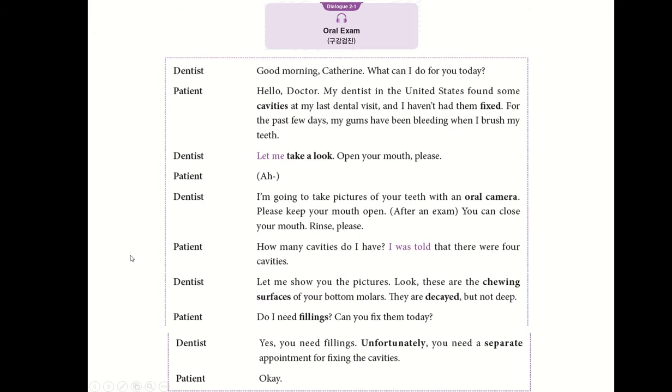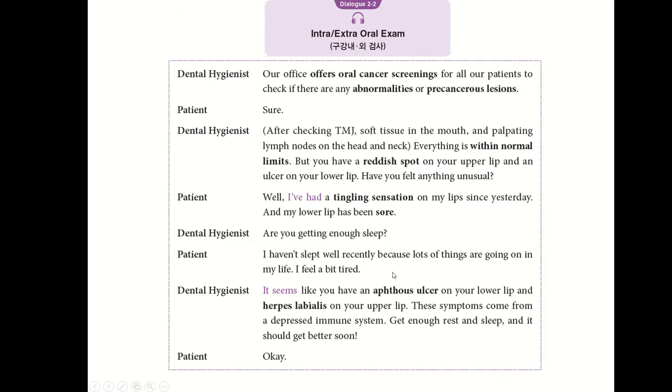So from this dialogue, maybe you will look at this oral camera we already learned, what's oral camera, and decay means that tooth decay. Tooth decay is some defect of your tooth from the bacteria. And then chewing surface means your biting surface, the surface of when you bite. Okay, next, go to the dialogue number two.